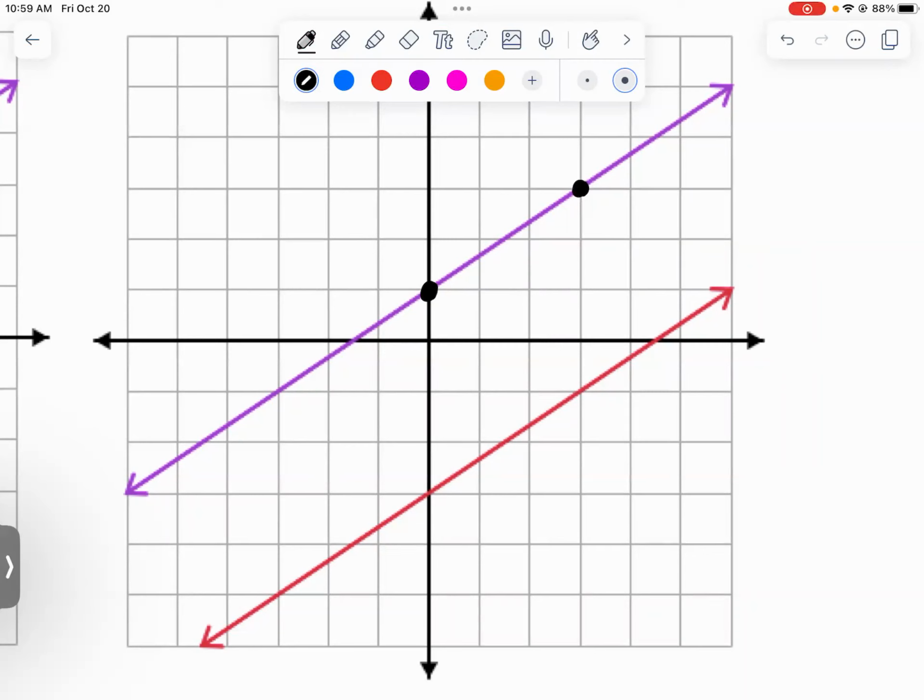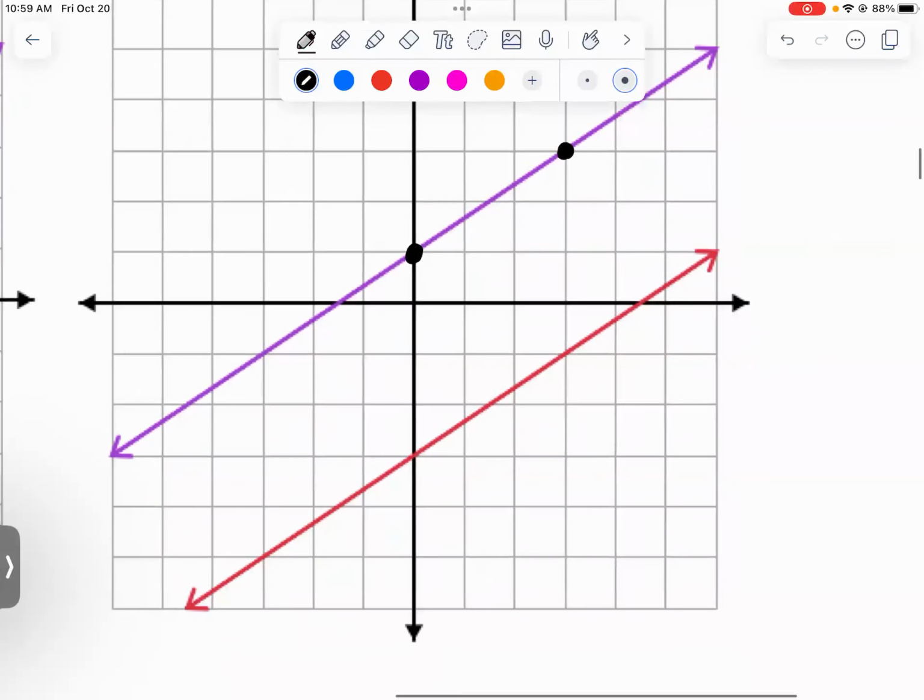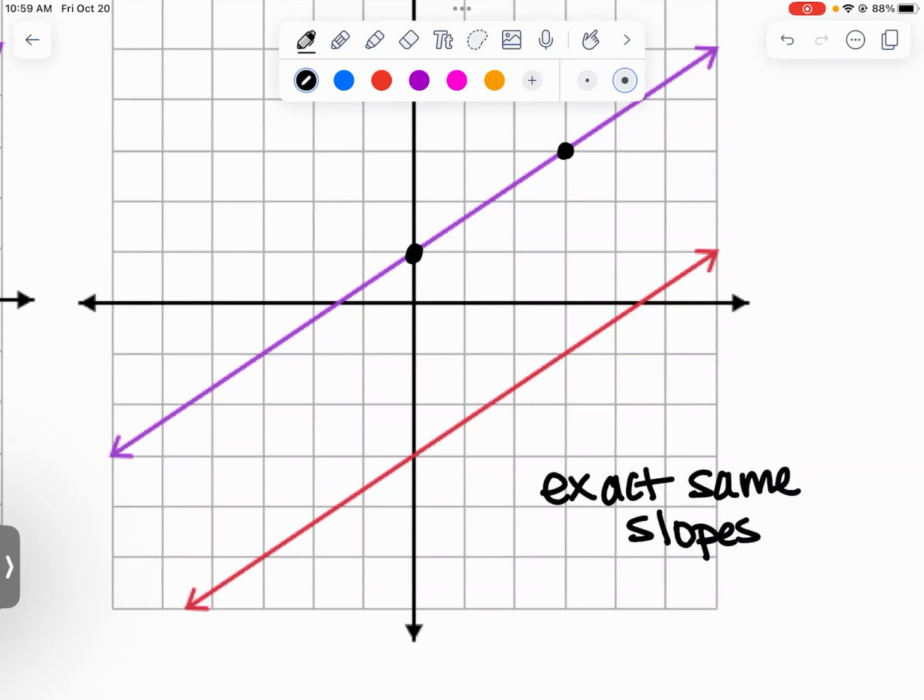Their slope is the exact same. Positive. Oh, their slopes are the exact same? Alternate exterior. Up 2 over 3. Up 2 over 3. These two have the same slopes. Okay.